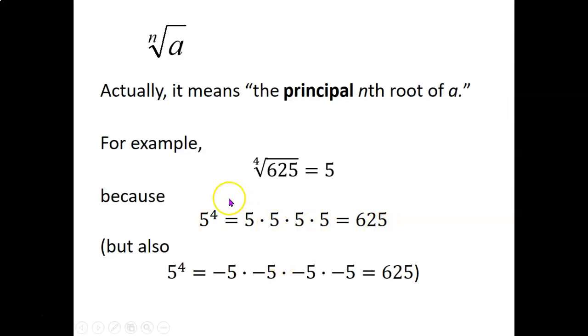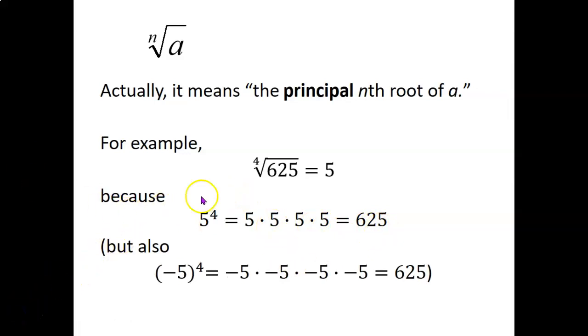But 5 is actually not the only number that works that way. If you took negative 5 and raised it to the fourth power, negative times negative times negative times negative would come out positive. So negative 5 is a fourth root of 625, but it's just not the principal fourth root of 625. So that's the one we mean if we just write something like this, the fourth root of 625.